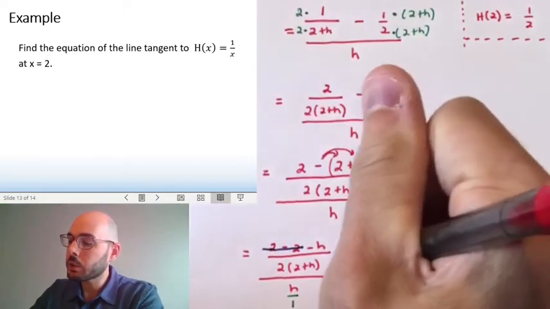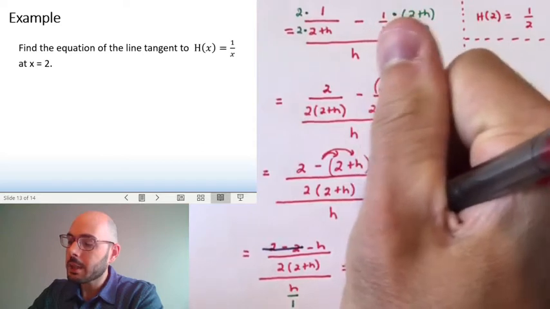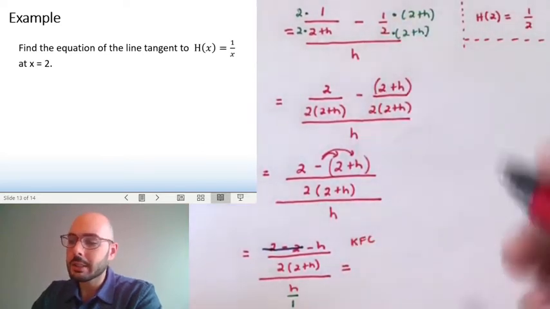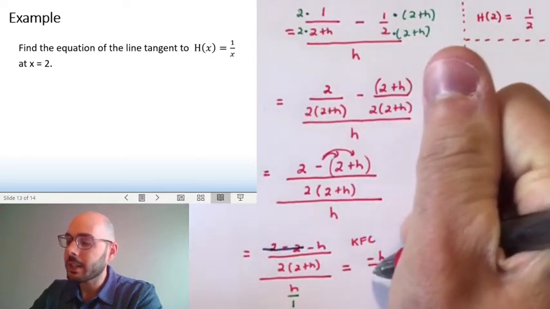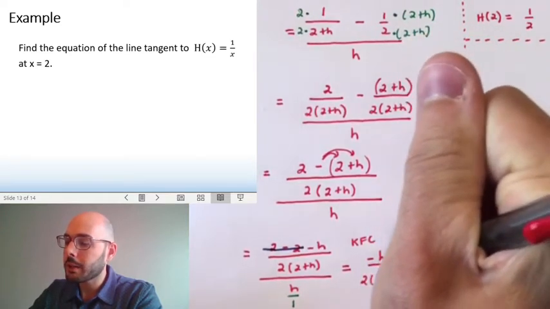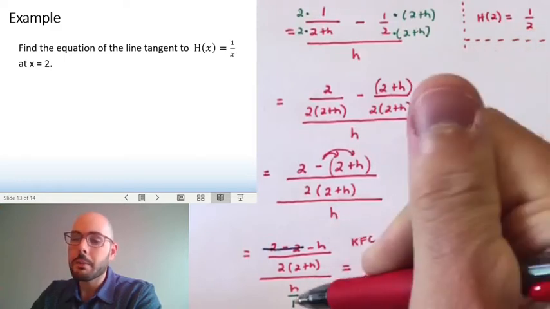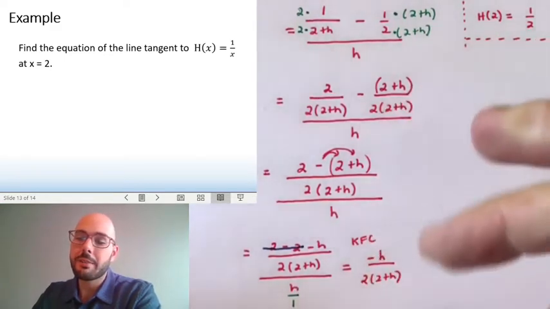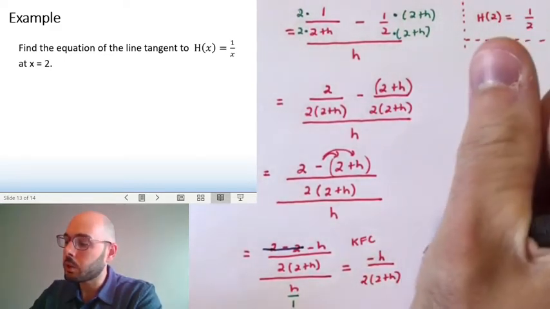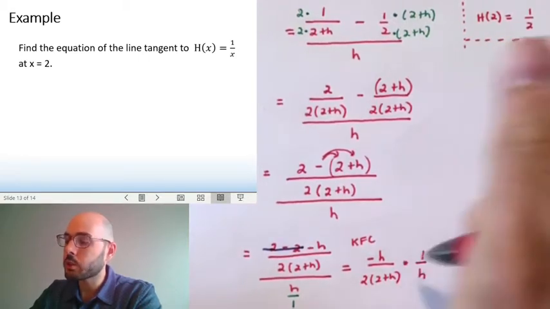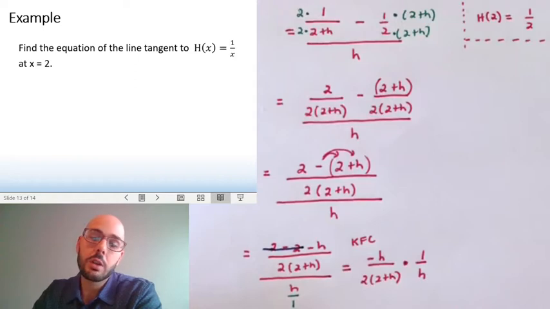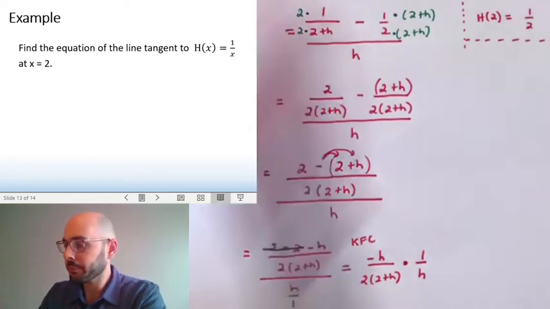You can make anything into a fraction. So I'm going to use KFC, which is keep, flip, change. That's how we divide fractions. So we keep the top fraction the same. So the top fraction is a negative h over 2 times 2 plus h. The bottom fraction was an h over 1, so I'm going to flip that into a 1 over h. And then we change this to a multiplication problem. So it's no longer a division, it's multiplication.